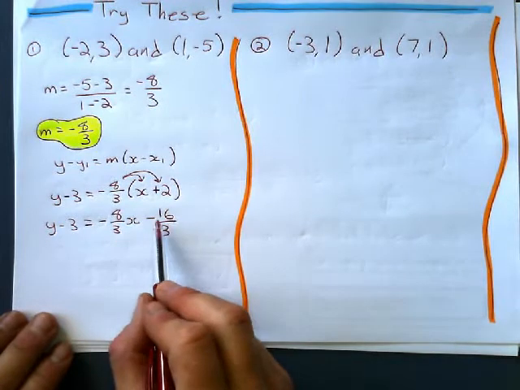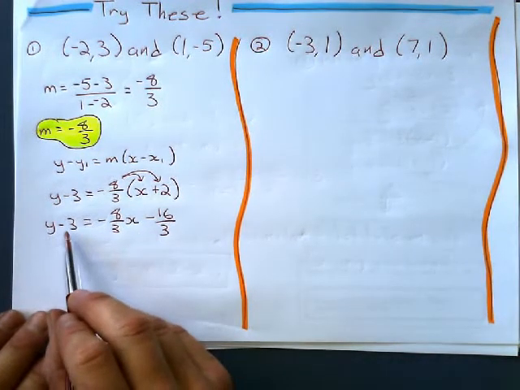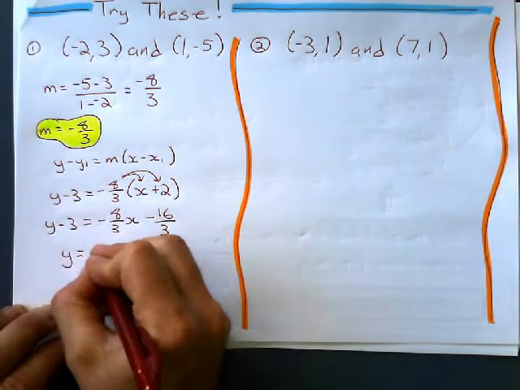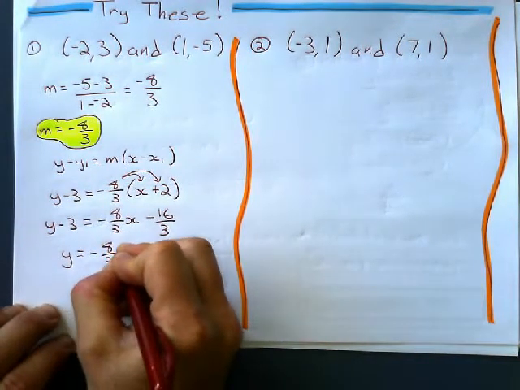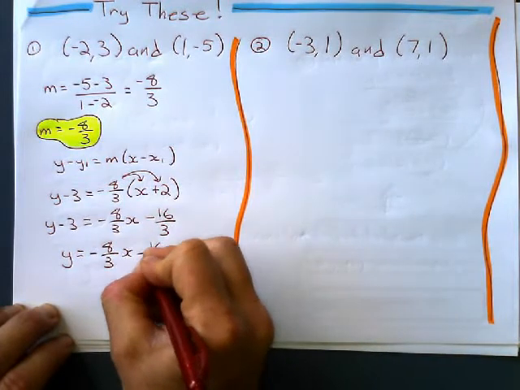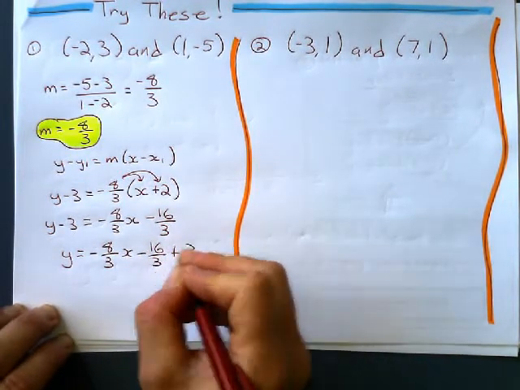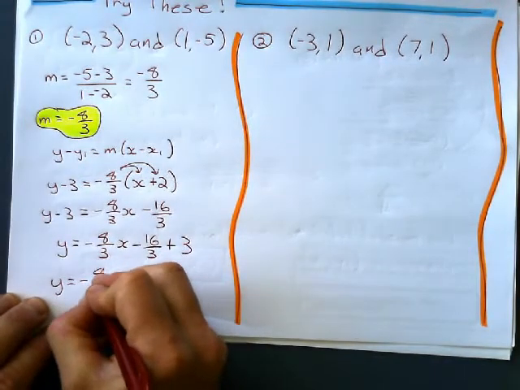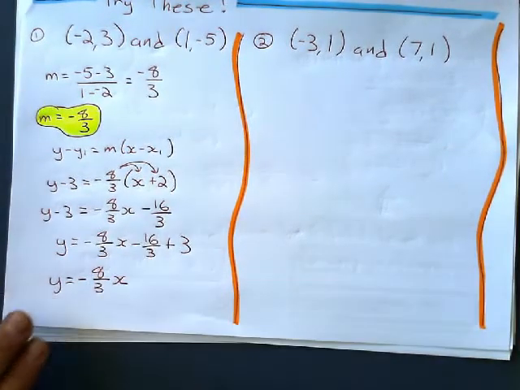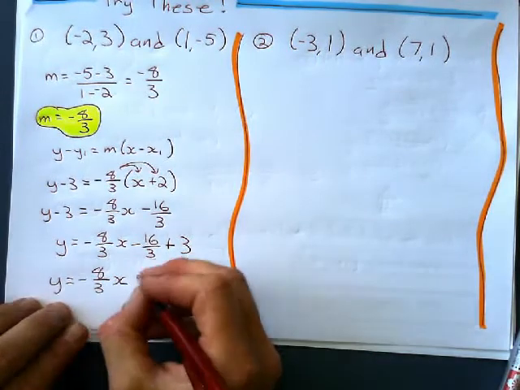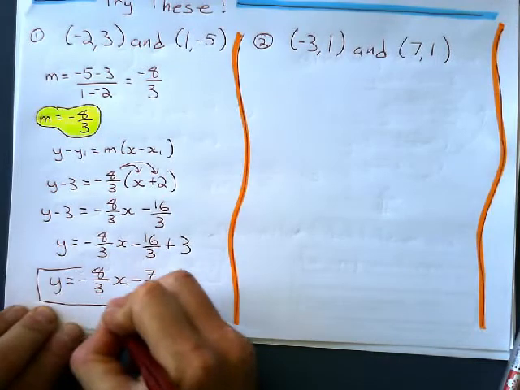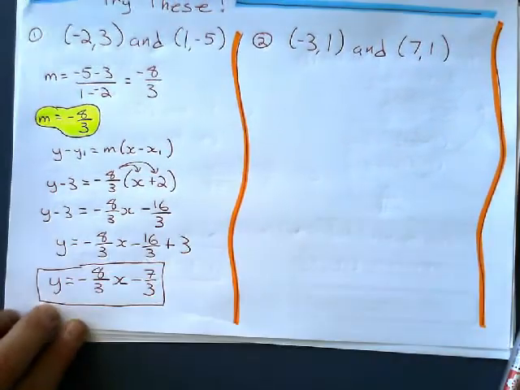And my last step is going to be to take that positive 3 and shift it to the other side and add it. So negative 8/3 x minus 16/3 plus that 3. And that gives me negative 8/3 x. When I combine these, I get a negative 7/3. And they're fractions, but life's not perfect, so we're not always going to get nice whole numbers.